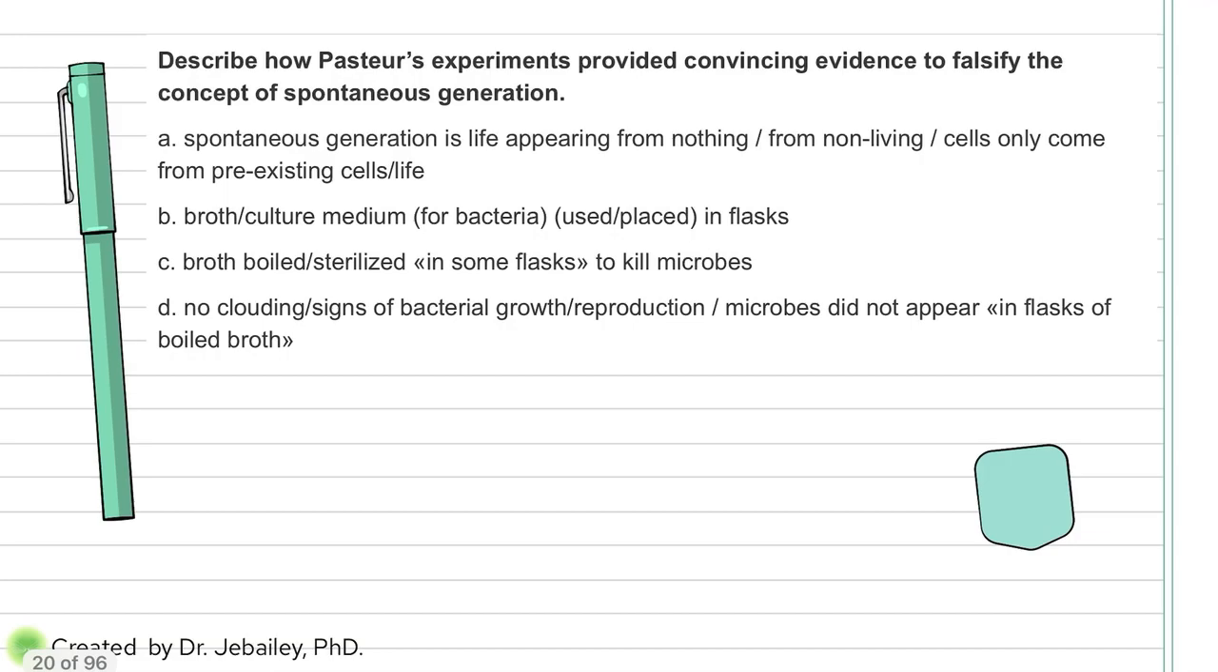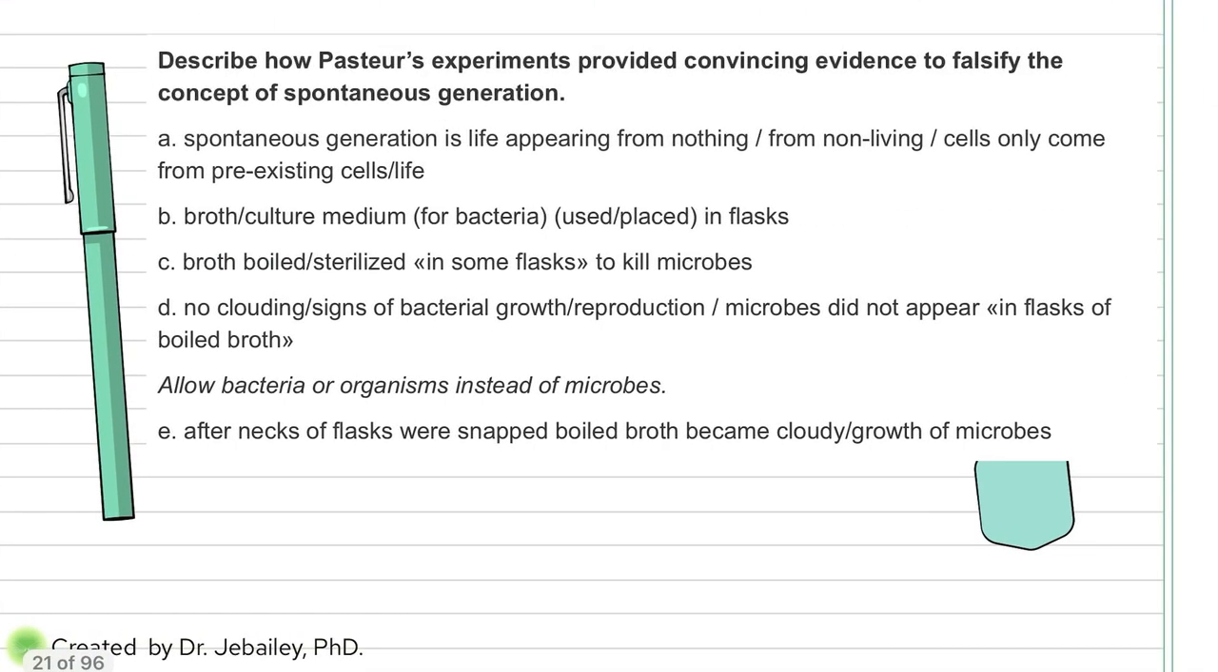Then the next, no clouding. What does that mean? There's no sign of bacteria growth, or there was no reproduction, nothing appeared in the flasks that were boiled. So that means when you boiled and killed everything, you didn't see any microbes coming, especially when the flask was closed, right? Because once you boil things, you're killing all the microbes. There were no microbes there afterwards because they had been killed. Next, bacteria or organisms are allowed instead of microbes. So yes, I say microbes, sometimes I say bacteria. IB is okay with you mentioning either of the two.